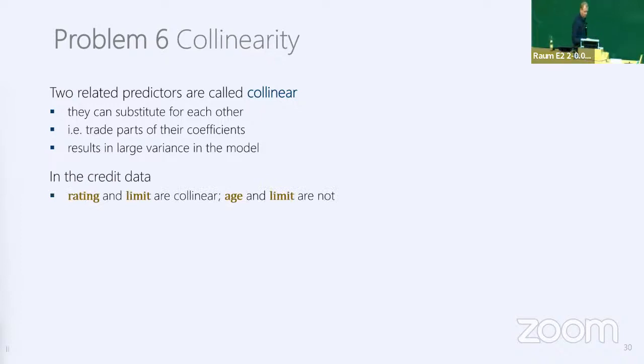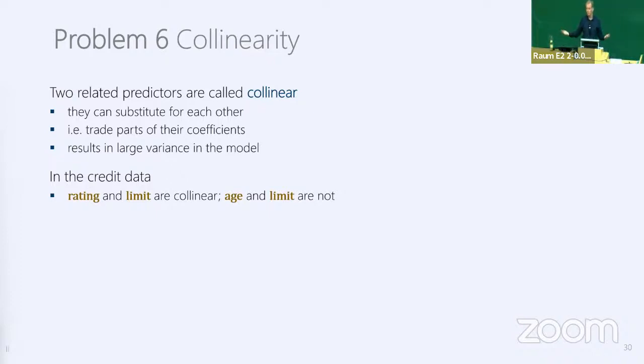In the credit data that we already saw, rating and limit are very related. The rating is the credit rating, so how creditworthy is somebody, and the limit is the drawing limit. How much can they borrow? Well, obviously they're related. If you have a good rating, you get a high limit, so they go hand in hand.